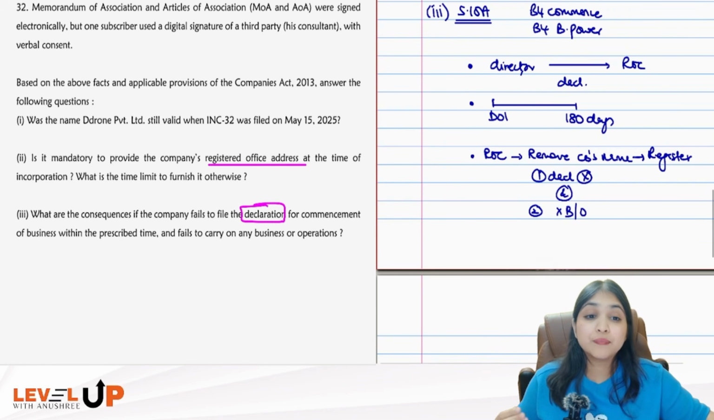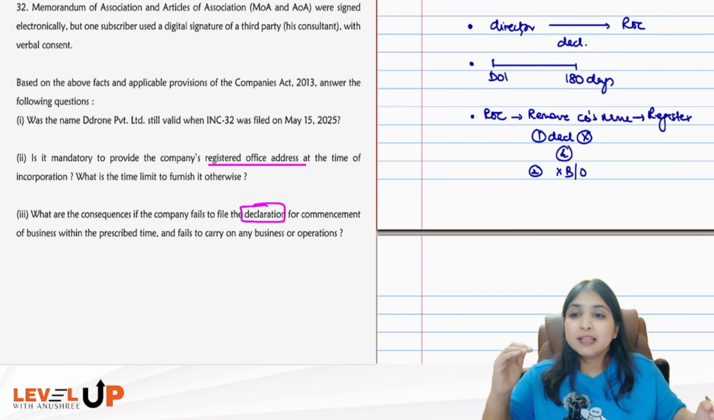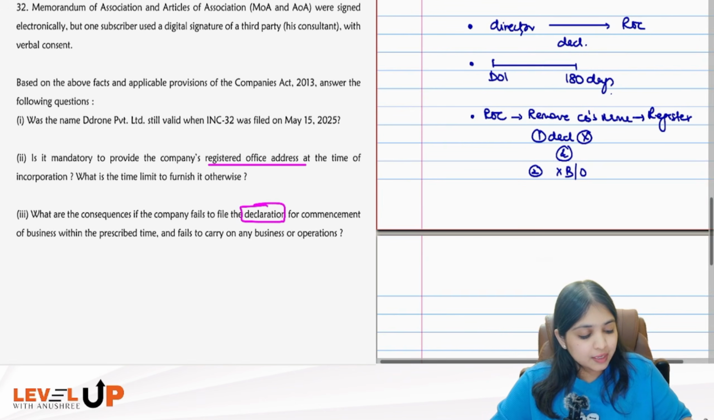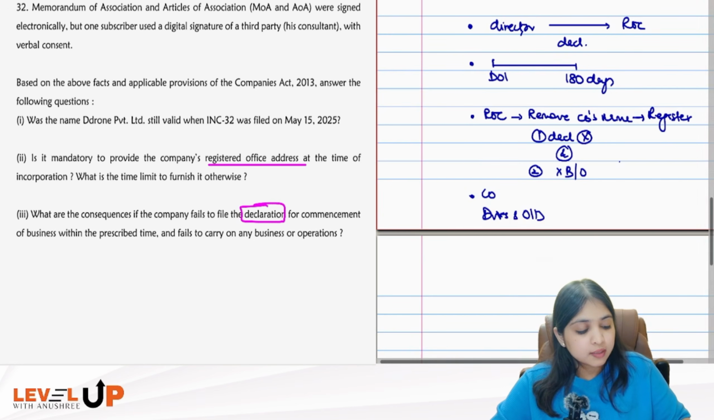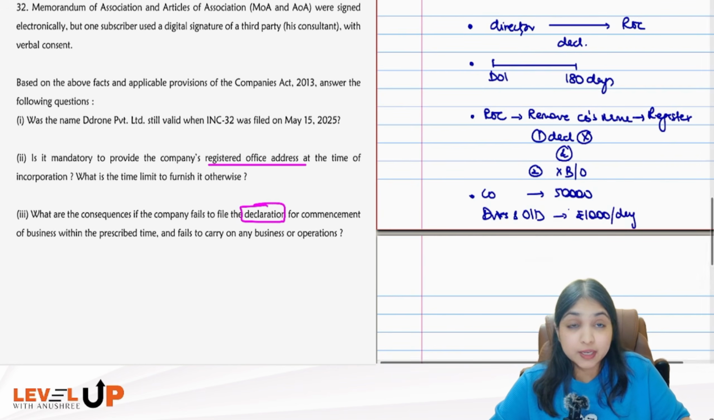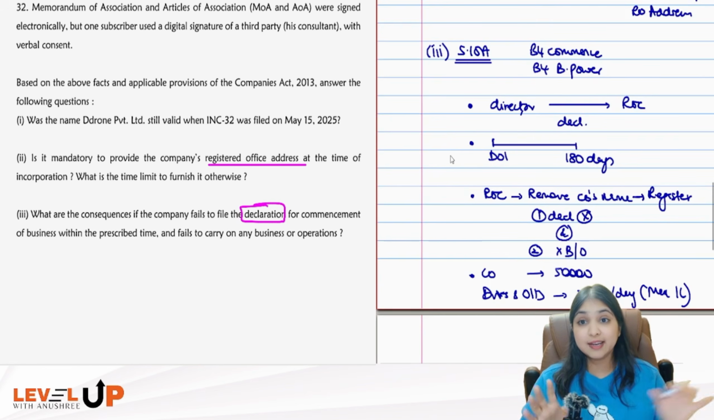then the ROC can simply remove the company's name from the register of companies. Okay. Then in addition to this, because the director did not file the declaration on time, there will also be a penalty. The company will also be punished and the directors and officer in default will also be punished. What is the punishment? The company will be punished with a penalty of 50,000 rupees, and the officers in default and the directors will be punished with 1,000 rupees per day of delay, with a maximum fine of 1 lakh rupees.